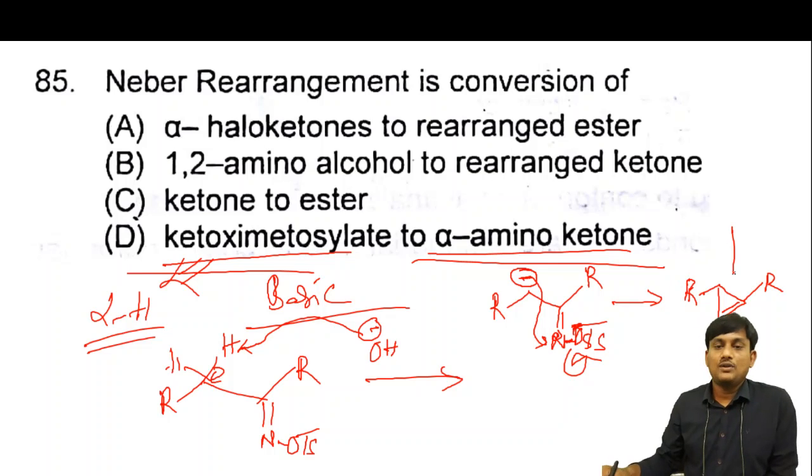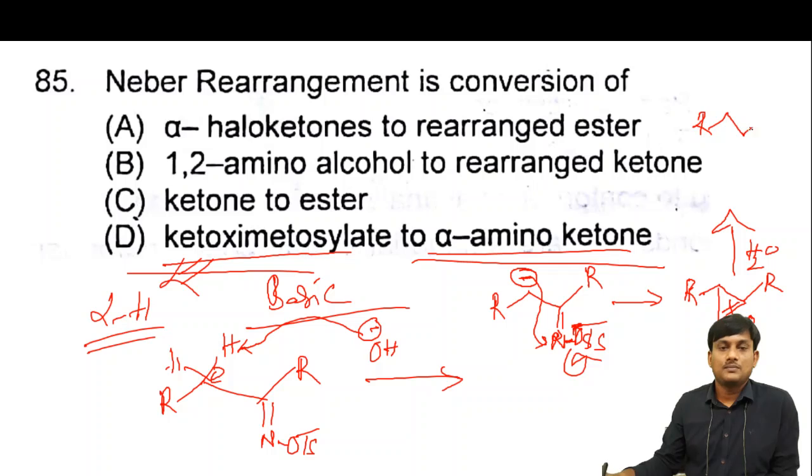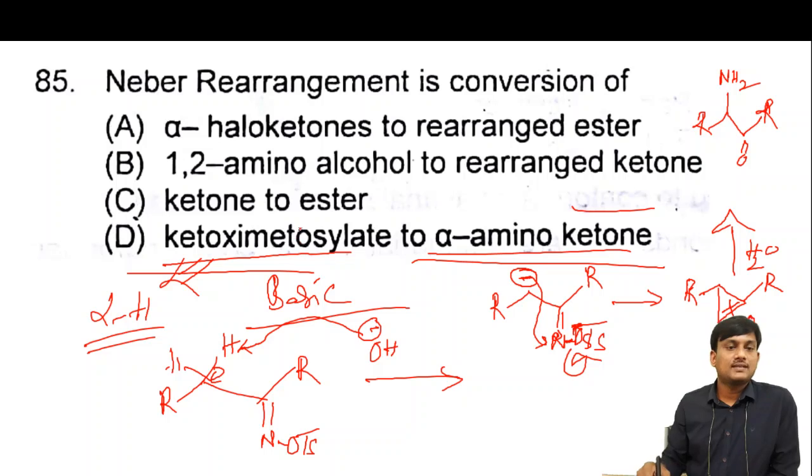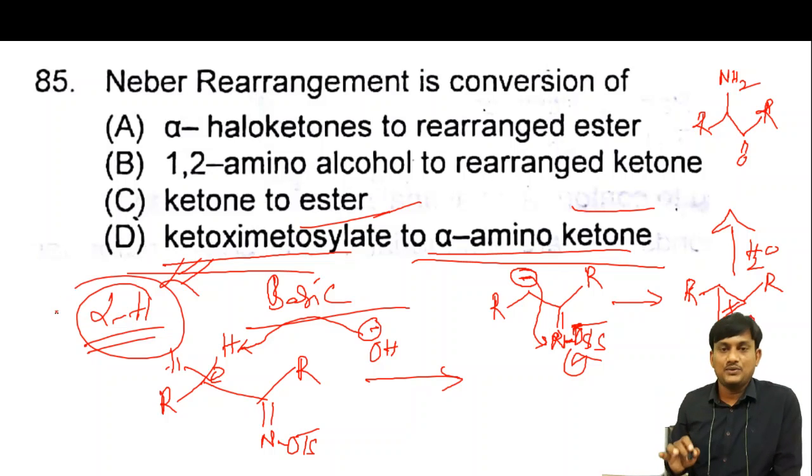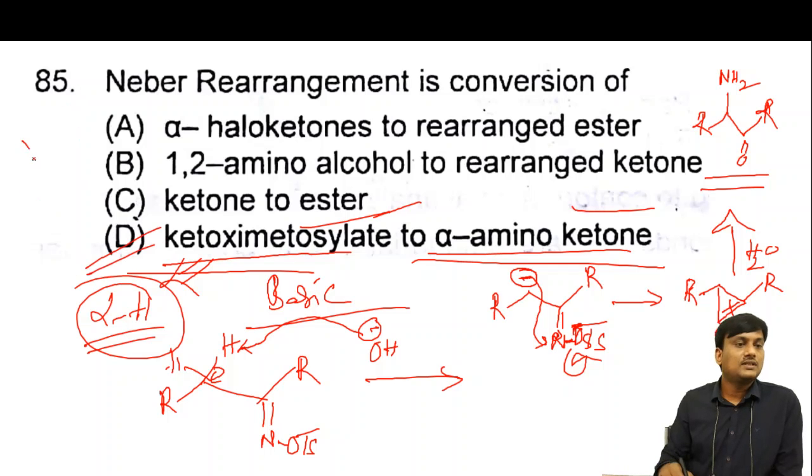So after hydrolysis, here there is breaking of this bond, addition of two hydrogens, and here oxygen. So you will get NH2 here, and C double bond O R here. So this is an alpha amino ketone. It's a base catalyzed reaction, and there should be alpha hydrogen. Okay, this is the reaction. So what is the correct option? D is the correct option.